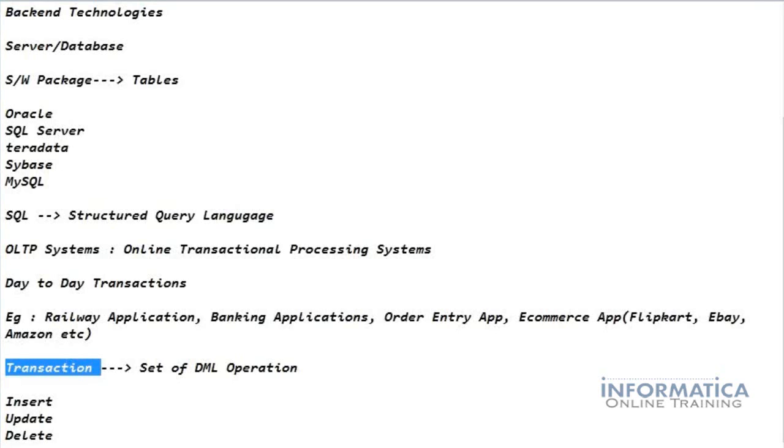DML is a data manipulation language. Whenever the data is present, you are going to manipulate it. DML operation is data manipulation language that contains these three commands: insert, update, and delete. Okay.